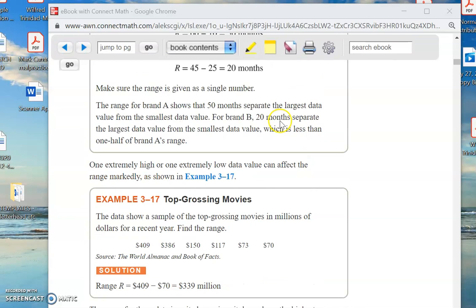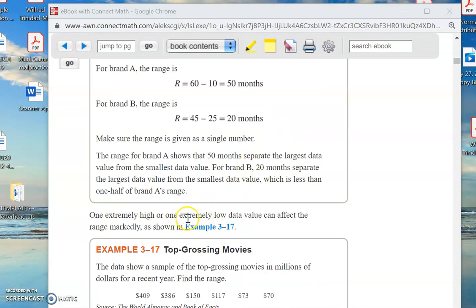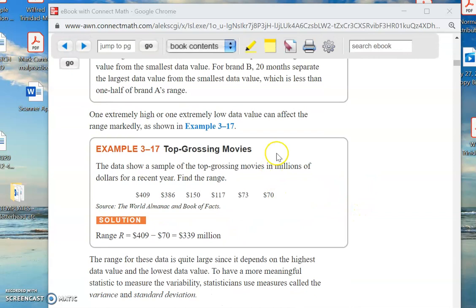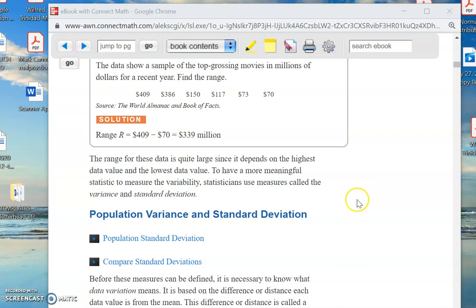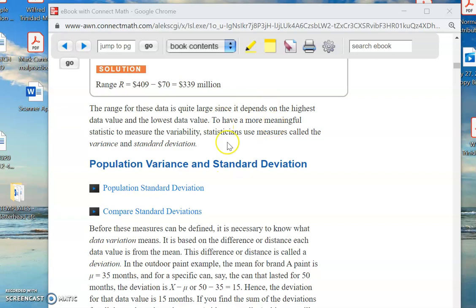The bad news here is with range. The reason the range is not commonly used is because if you have an outlier, you remember what an outlier is, an extremely high or an extremely low data point, or data value, it can affect the range significantly. So here's an example of that. So again, it's the Bill Gates walks into the room. One data point can affect the range too much, so it's not as useful as the other ones are. Or you have to just be smart enough to toss out that data point and not consider it. Okay, so he talks about that here.